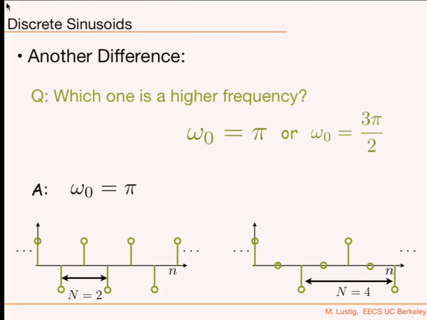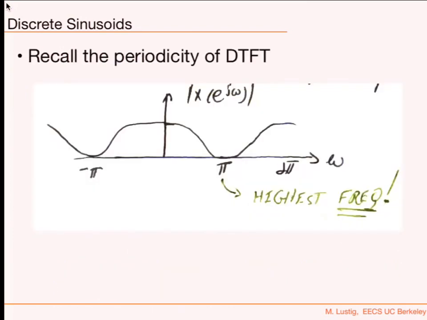And if you recall from 120, for those who've taken it, and I don't know about 20, if you look at the DTFT, or discrete time Fourier transform, which we're going to cover next lecture, it has a period of 2 pi. It is periodic, which means that pi is really the highest frequency, and you're going to see that next time. Okay, any questions?